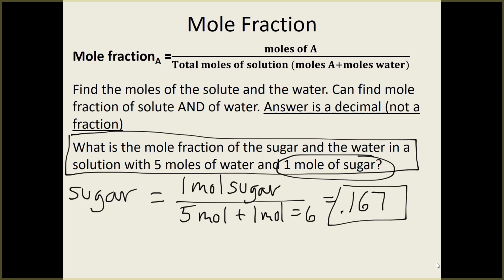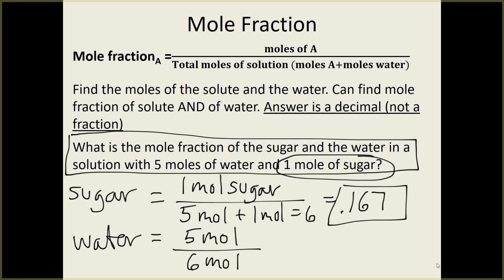Let's go ahead and look at the water. I could take that 0.167 and subtract it from 1 to find out what the water is, or I could just figure it out. 5 moles of the water divided by my total moles, which we know is 6. And so I get 5/6, and my answer is 0.833. So again, find the sugar, find the water. This is called mole fraction, but it's not a fraction, it's a decimal.